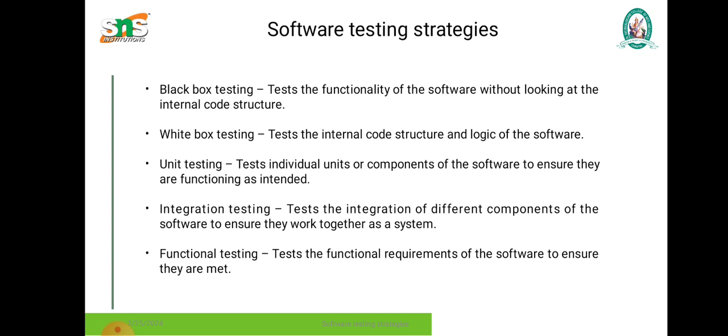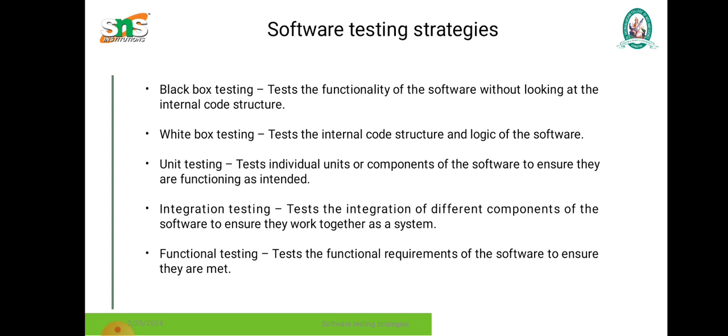Coming to the strategies, first one is black box testing. You all know if you have anything inside a black box, you will not be able to see what is inside. The same way here in this test, the functionalities of the software are tested without looking at the internal code structure. Next one is white box testing. This tests the internal code structure and logic of the software. Next one is unit testing. This tests the individual units or components of the software to ensure they are functioning as intended.